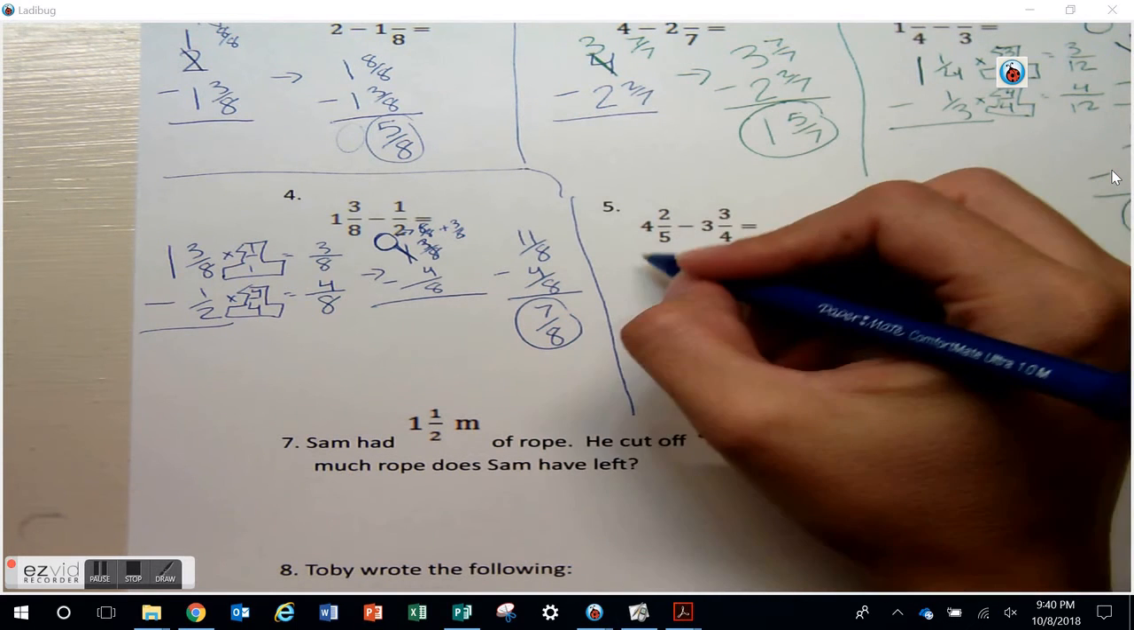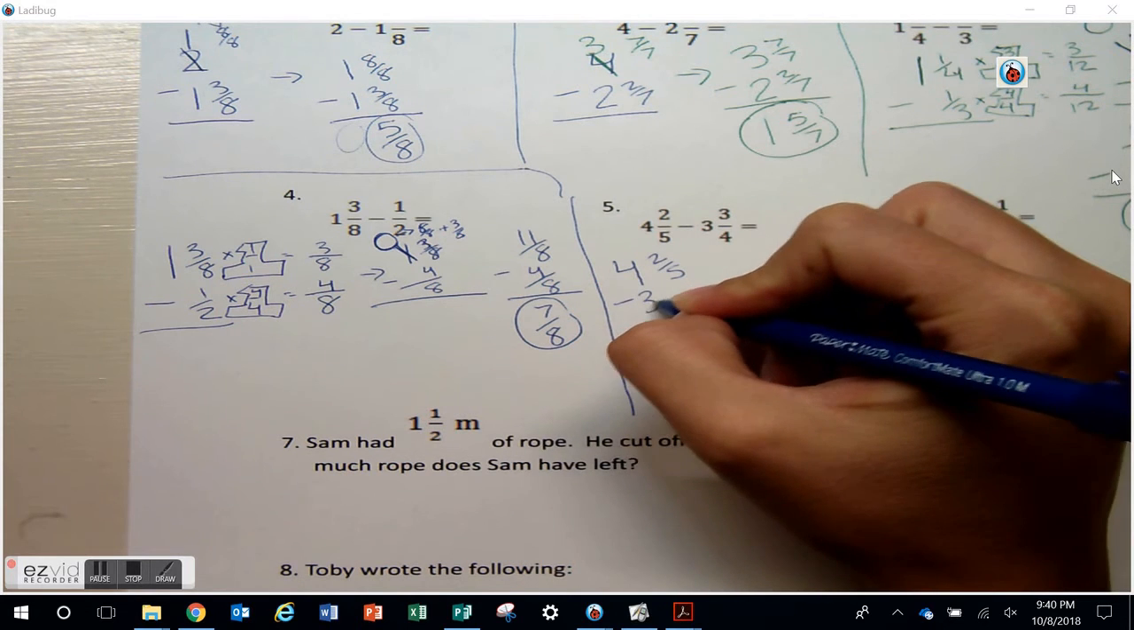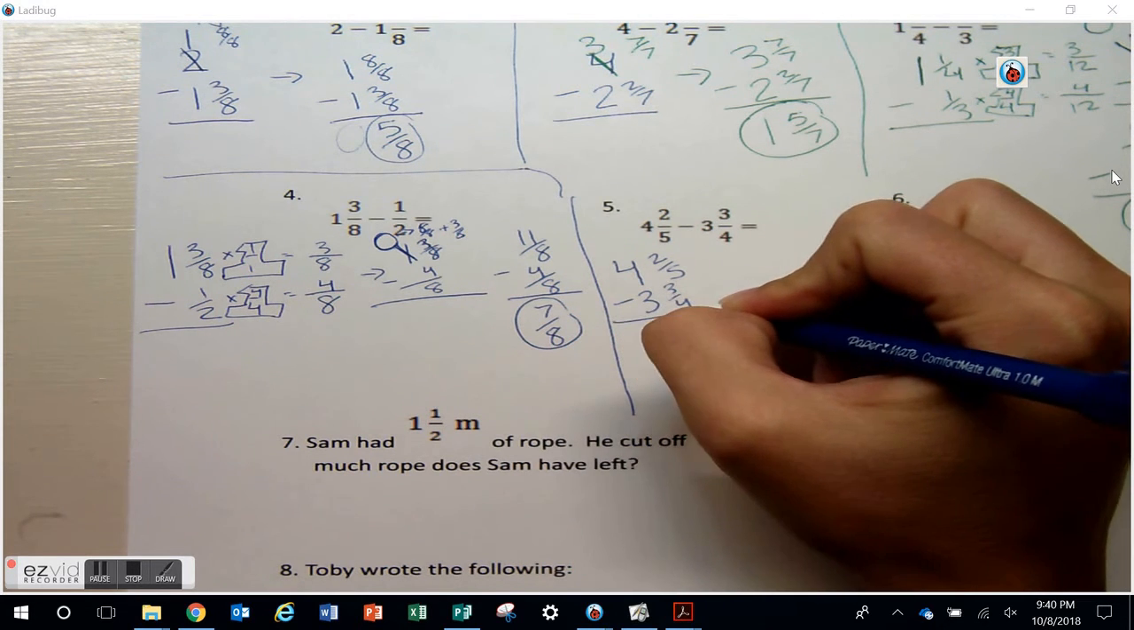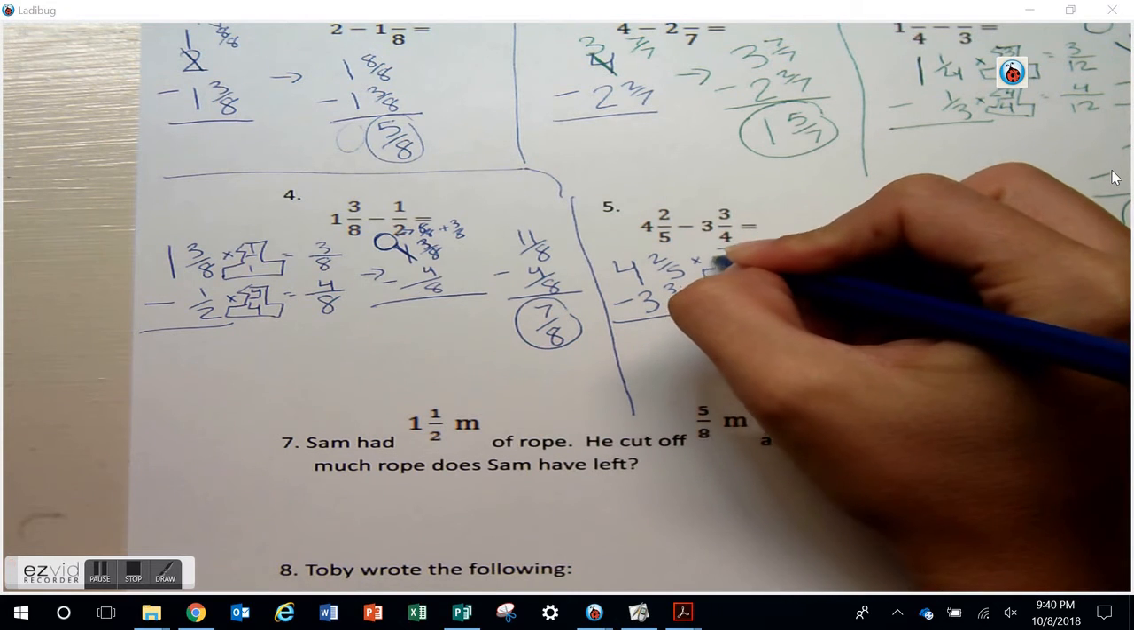Let's write this problem down. 4 and 2/5 minus 3 and 3/4. Again, we want a common denominator. Don't change the value of that fraction.